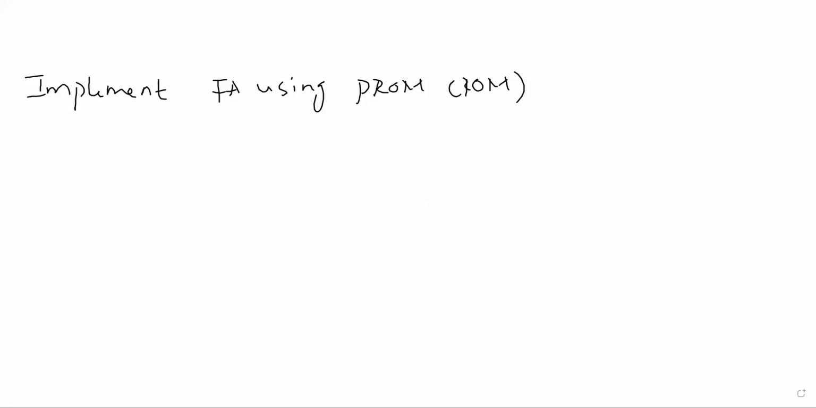Is it clear? Now observe the question carefully. The question given is: implement a full adder using PROM. Here we have to obtain the sum of minterms from the question. We know that a full adder consists of three inputs. Let us consider A, B, C as the inputs, and sum and carry as the outputs.